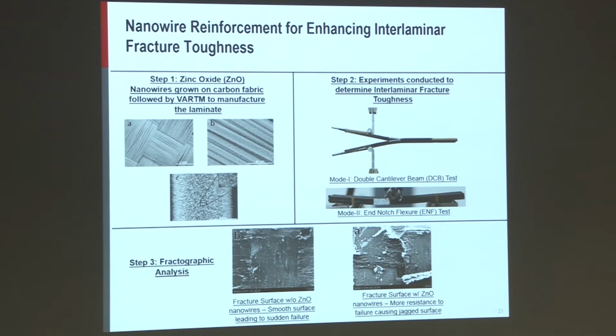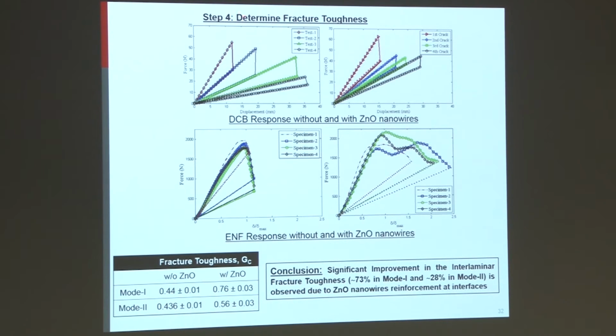We noticed that the samples without zinc oxide nanowires, which I like to call pristine samples, showed a very smooth failure pattern on the surface, but the ones with zinc oxide nanowires showed a more jagged behavior, which means there was higher resistance to the formation of new surfaces in the case of zinc oxide nanowire reinforcement. And that was supported by our test results. For the DCB, we used a loading-unloading type of test, and we noticed that the load values dropped significantly for the pristine samples, but for the ones with zinc oxide nanowires, the drop was very insignificant in mode 1.